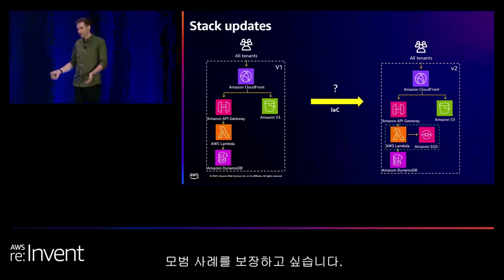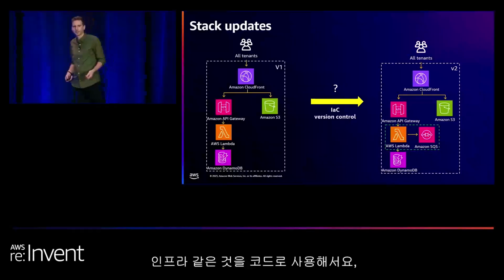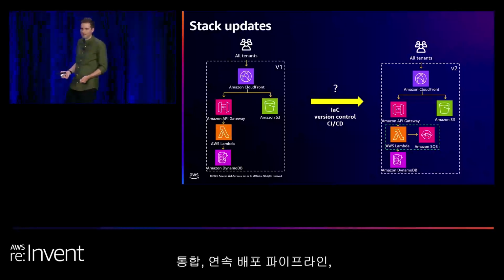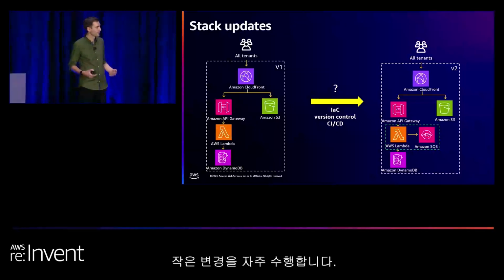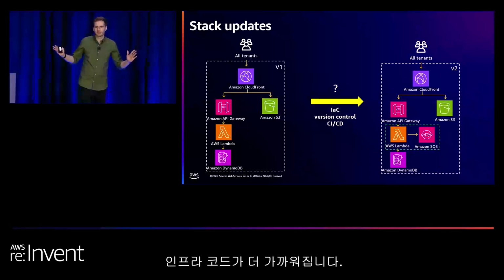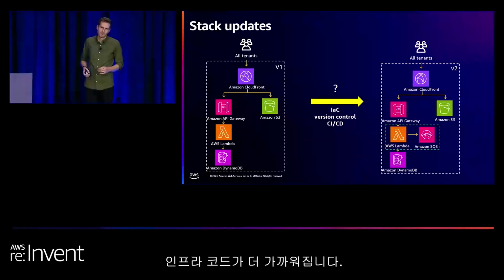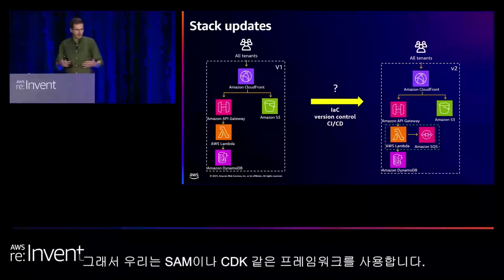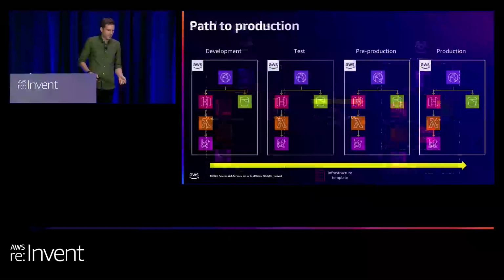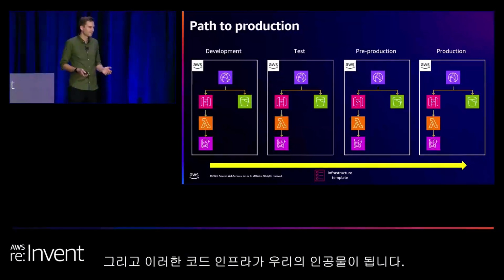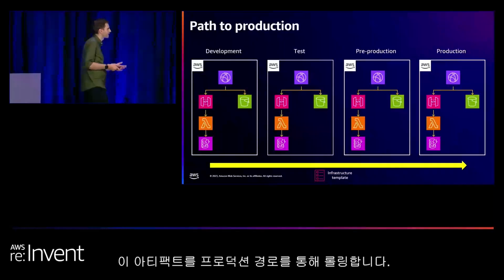Well, we want to ensure best practice by using things like infrastructure as code, version controlling that, using automated continuous integration, continuous delivery pipelines, doing frequent small changes. And with serverless, the application code and the infrastructure code come closer together. So we use a framework such as SAM or CDK or others. And this infrastructure as code becomes our artifact.